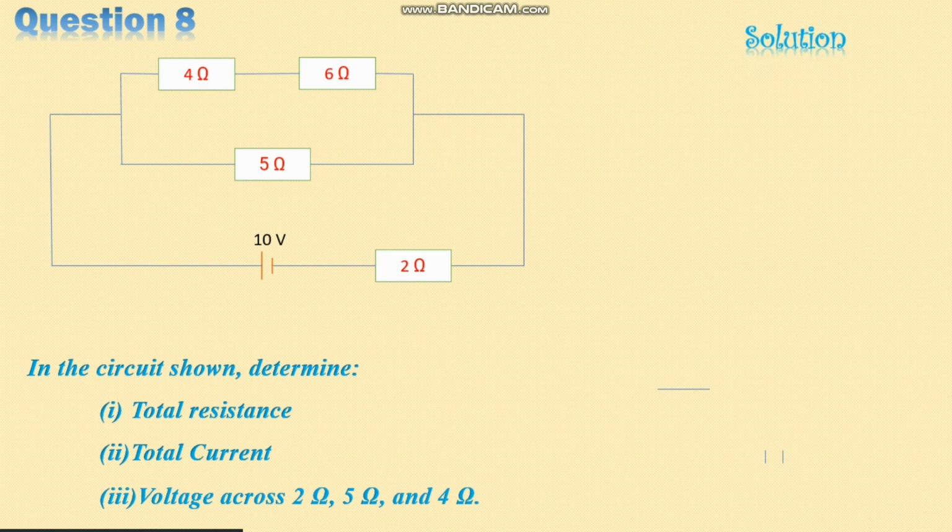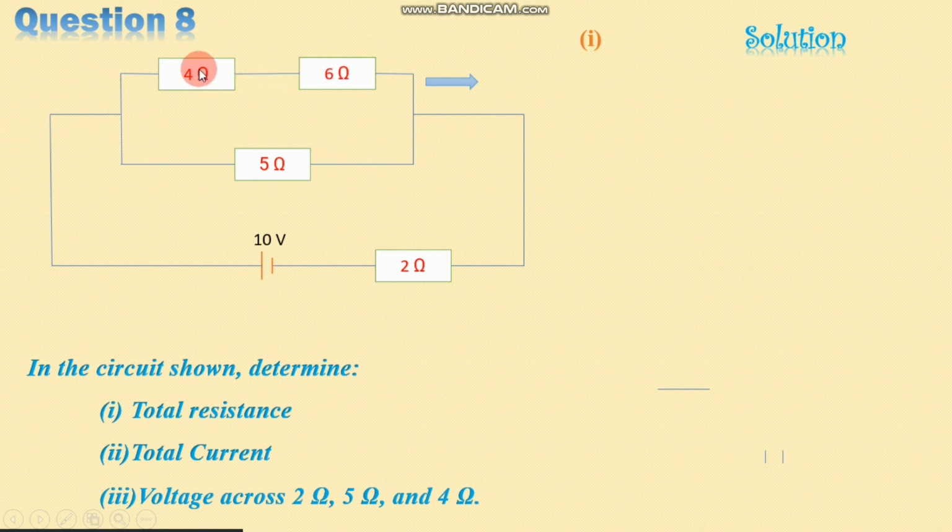Now let us look at this. This is the way we solve this question. The first part of it is to look at the series part. The 4 ohm and the 6 ohm are connected in series, and the formula for this is based on the voltage. So we have the voltage at this point and voltage at this point. The sum of the voltages is given by V1 plus V2. So when they are in series, the total voltage is the sum of the individual voltages. So we use that formula. So the total voltage is V1 plus V2.